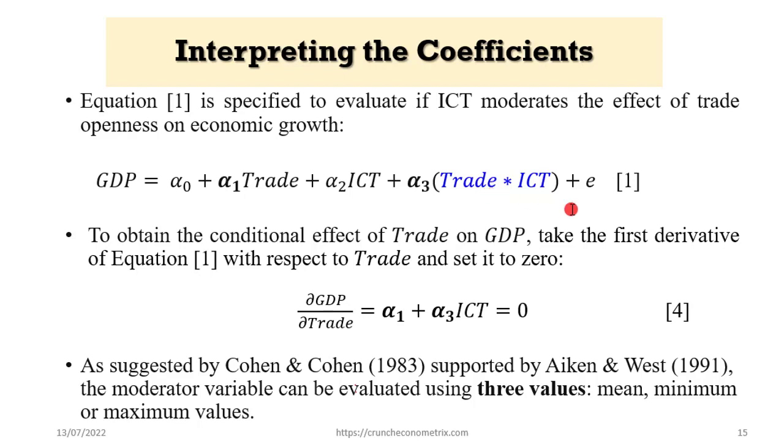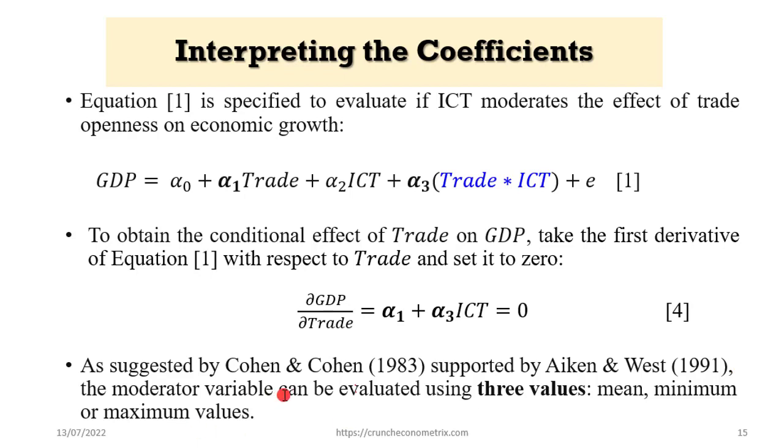And from equation 1, to obtain the conditional effect of trade on GDP, all you have to do is to take the first derivative of equation 1 with respect to trade and set it to 0. And that takes us to equation 4. As suggested by Cohen and Cohen, 1983, supported by Aiken and West, 1999, I have also provided these detailed references at the end of the video. It will help you if you want to cite them.